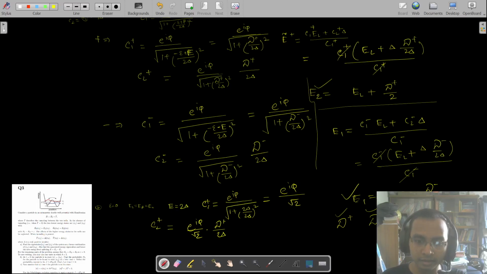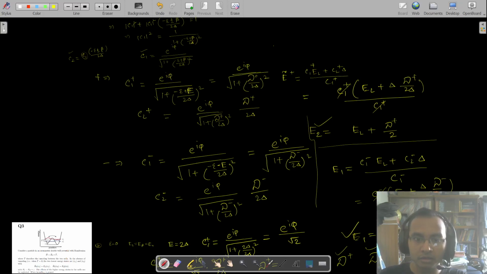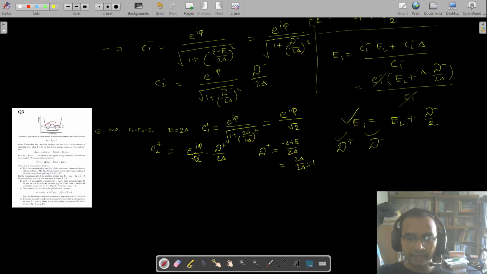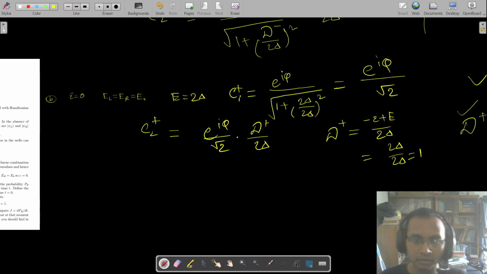Now notice one thing, that is scalarity plus, if we go to the definition, is basically minus epsilon plus E divided by 2 delta. Now this is basically 2 delta by 2 delta, which is basically 1, right? So that means C2 plus becomes one.